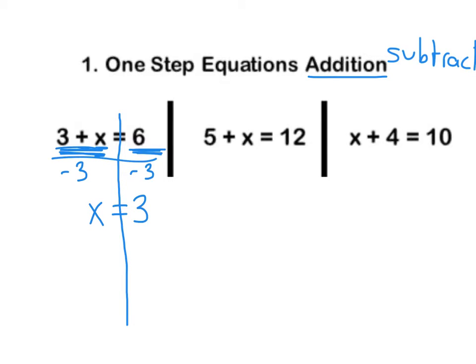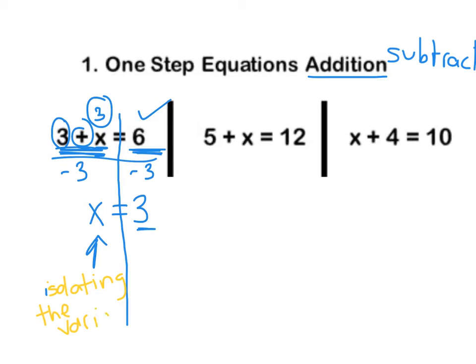Now let's do the check step. If I think it's 3, I put 3 here and I check if it's correct. 3 plus 3 is 6, so that's correct. When I have x on one side, it's called isolating. I'm getting it by itself. I'm isolating the variable. I'm getting the variable all by itself on one side. That's exactly what we need to do in these problems.